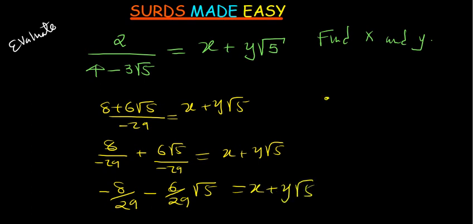Therefore, x is equal to negative 8 over 29 and y is equal to negative 6 over 29. And that is it.